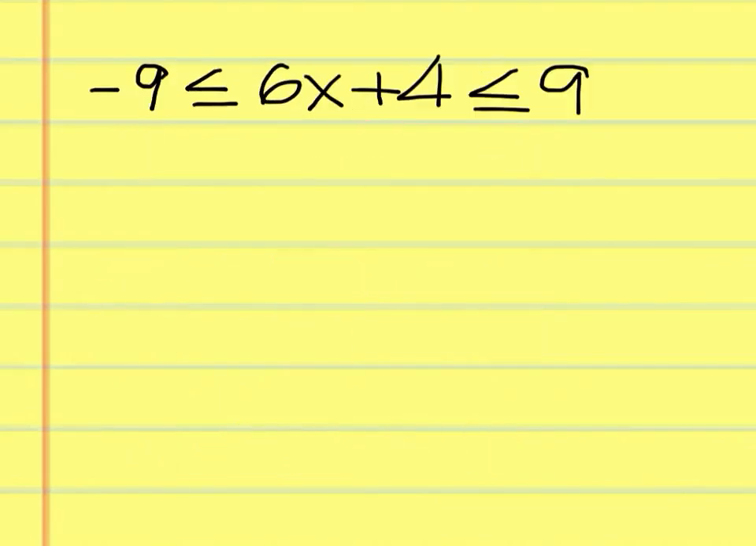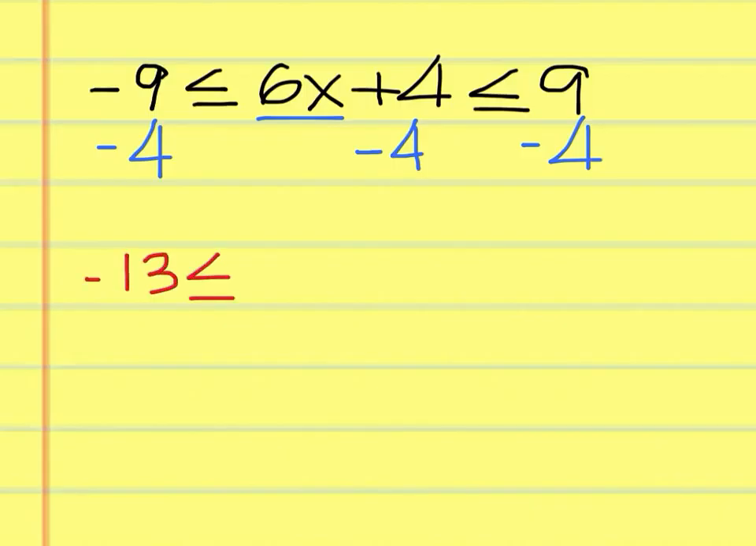Your first move here should be to subtract 4 from everything. You do not subtract it from 6x. It's not time yet to get the x completely by itself. On the left, you should have a negative 13. In the middle, you'll have a 6x. On the right, you'll have a 5.